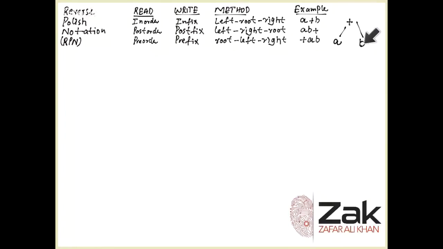If it is post order, we are reading now, not writing, we are reading now. So it is left, right, root. And if it is pre order, it is root, left, right. It's all written here. Root, left, and right. This post order is called RPN, reverse polish notation. This post order is called what? Reverse polish notation.